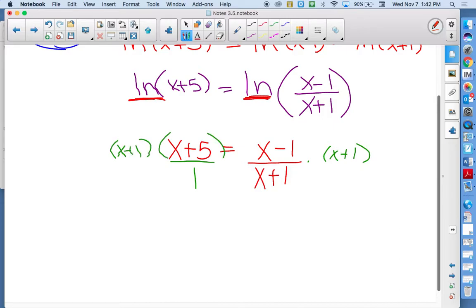Because then the x plus 1 cancels. It's out of the denominator. And on the other side, Eris, we have x squared plus 6x plus 5. So now it's in more of that horizontal format. We no longer have a fraction in the problem. We have this horizontal line.